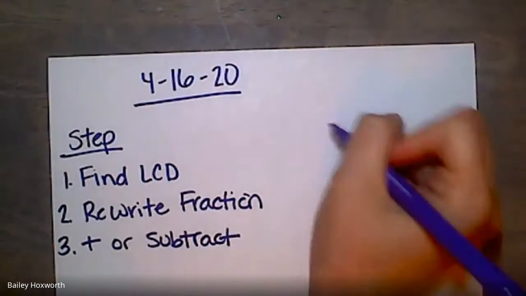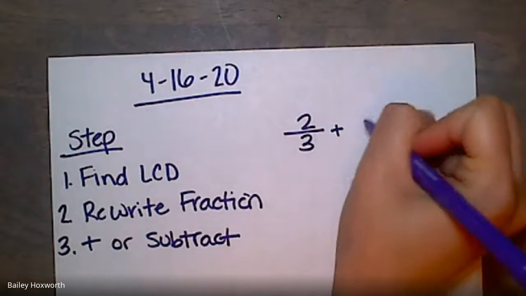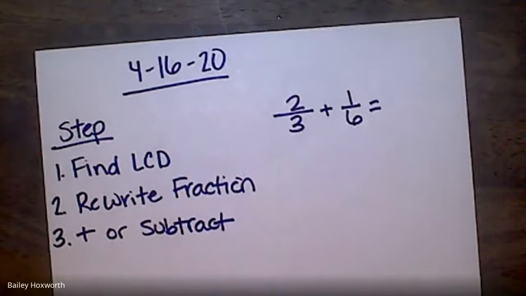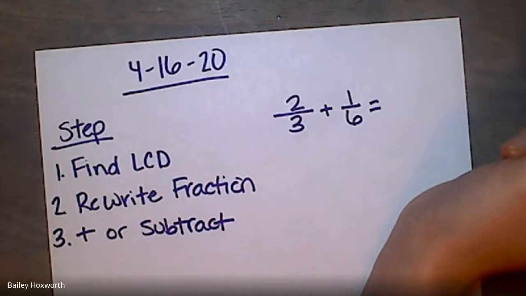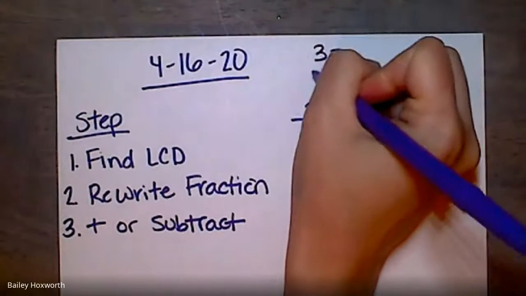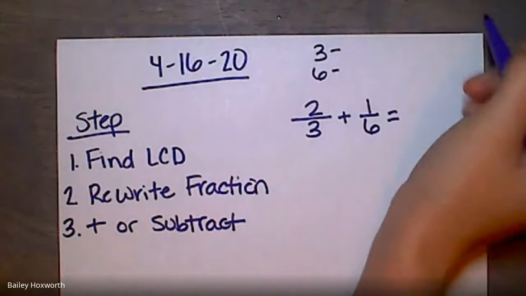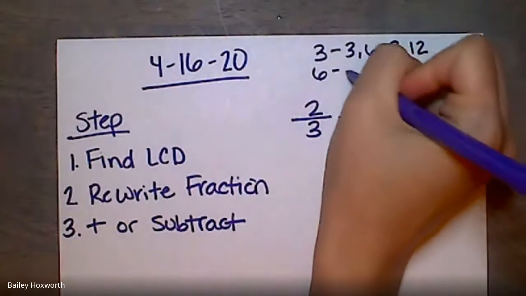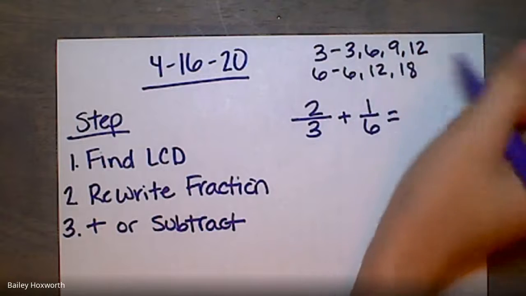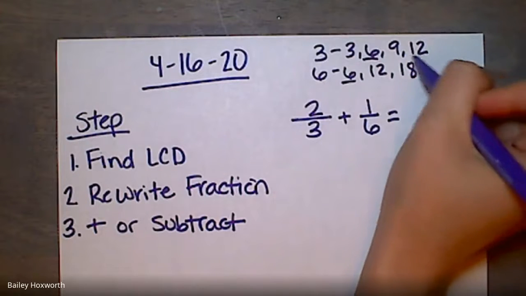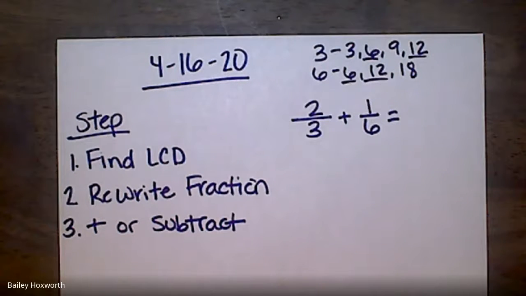Let's do 2/3 plus 1/6 equals. So I do not have common denominators. So what I need to do is first find my LCD. I find LCD by skip counting or writing the multiples for my denominators. So I have 3 and I have 6. So if I skip count by 3, I got 3, 6, 9, 12. If I skip count 6, I have 6, 12, 18. I want the least common. So they have 6 and 6 in common, and they have 12 and 12 in common. But what is the least one that they have in common?